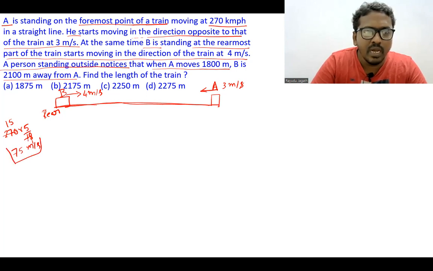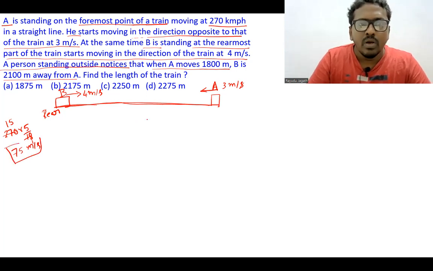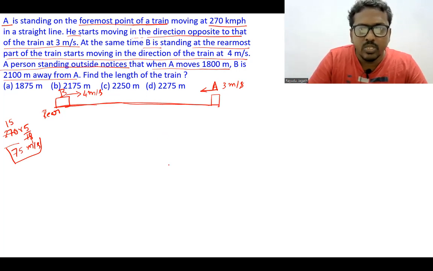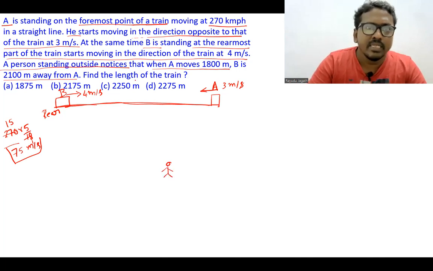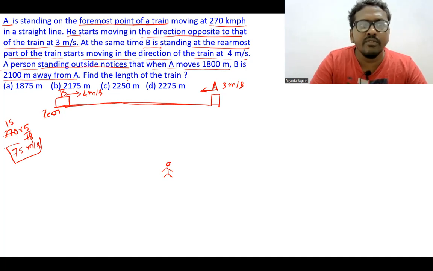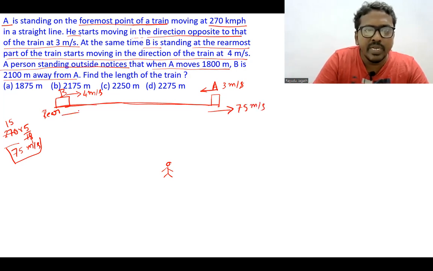This should be calculated. Now assume a person is standing outside here and observes like this. At the same time, B is standing at the rearmost point. A person standing outside notices that when A moves 1800 meters, B is 2100 meters away from A. Here this train is moving with a speed of 75 meters per second. The same speed is throughout the train. Why? Because it doesn't change.